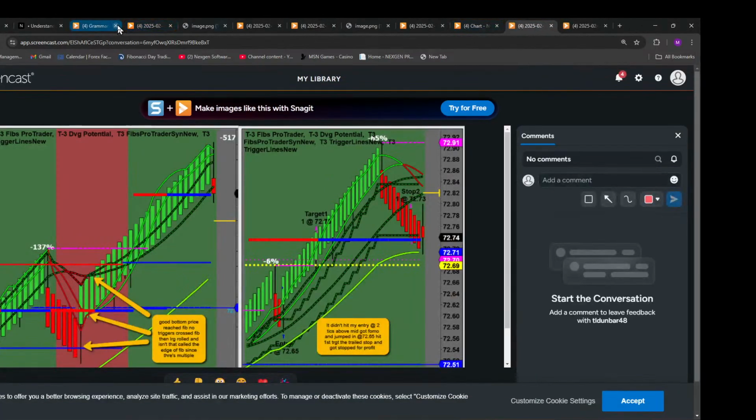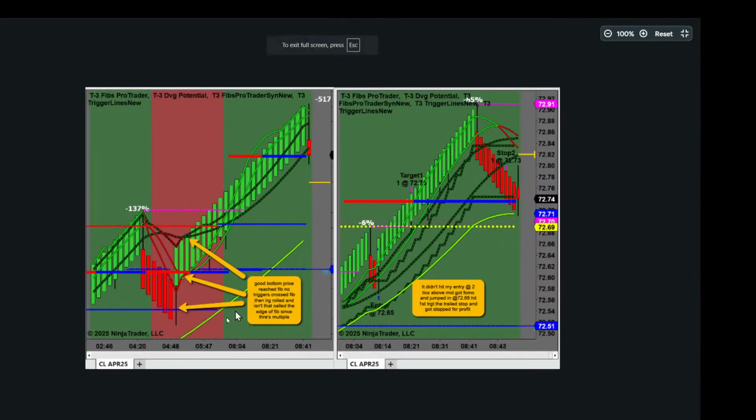All right, Tracy giving me a twofer. Let's see what you got, Tracy. Good bottom. I like it. Price reaches, no triggers crossed, fib, triggers rolled up. Isn't that called the edge of a fib since there's multiple? Yeah, or just a termination, Tracy. It's a termination condition, but it is the edge of fibs. I haven't heard that term in a while. But yeah, it's the furthest fib, but it's actually two termination conditions. And then when it all rolls and heads up, you find a great way to capitalize.